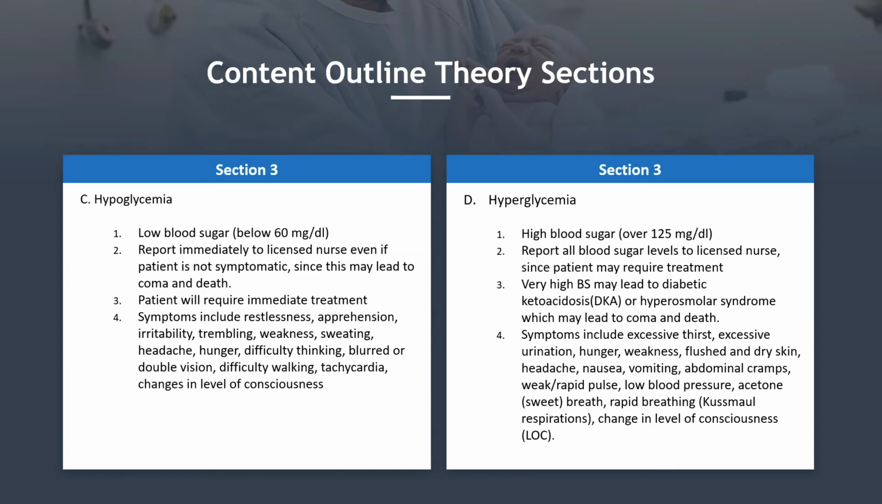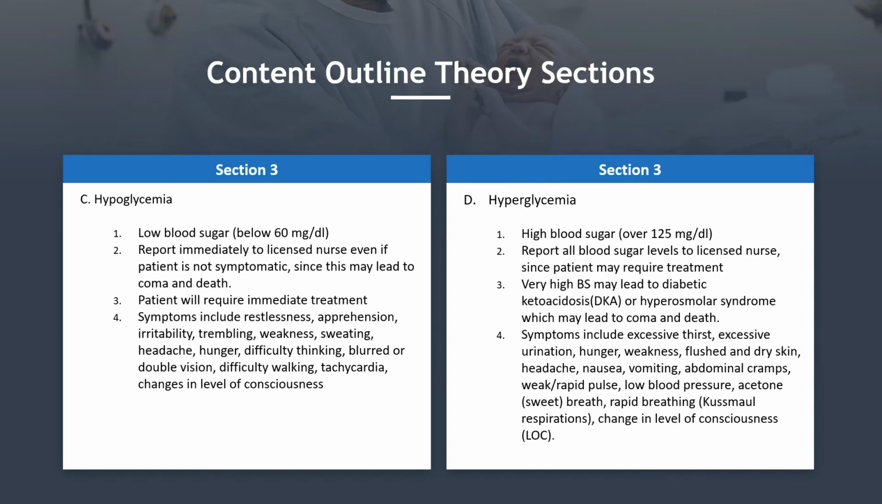Hyperglycemia. High blood sugar over 125 milligrams per deciliter. Report all blood sugar levels to licensed nurse since patient may require treatment. Very high blood sugar may lead to diabetic ketoacidosis or hyperosmolar syndrome, which may lead to a coma or death.